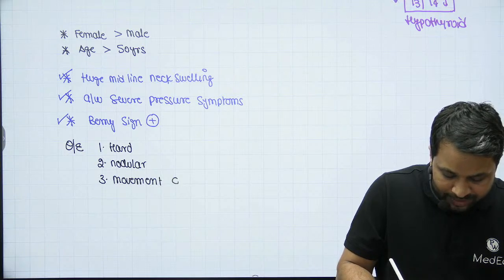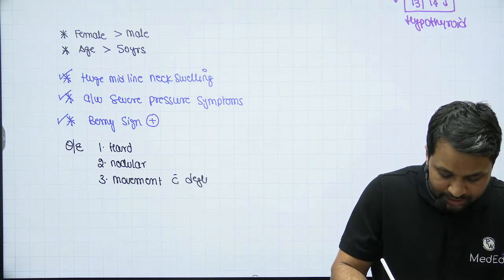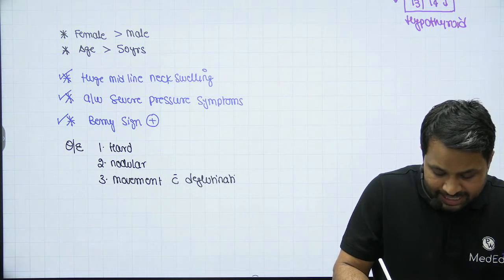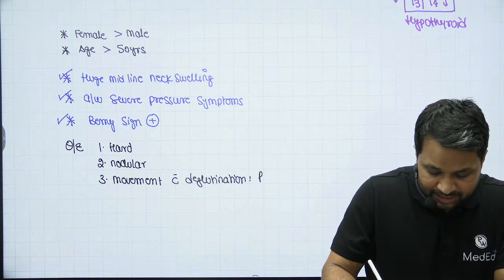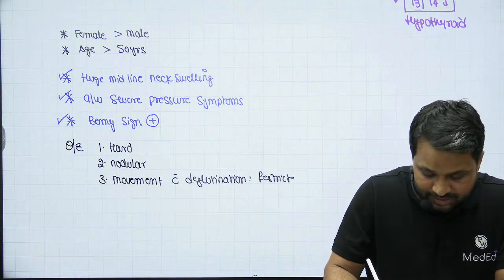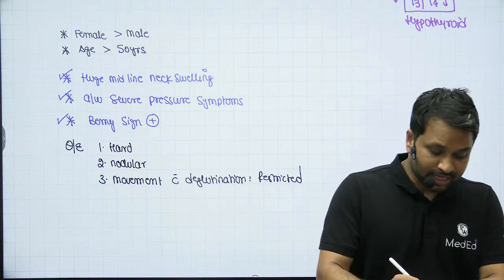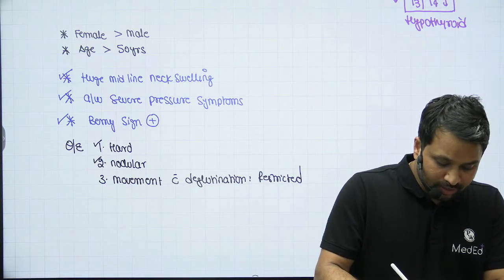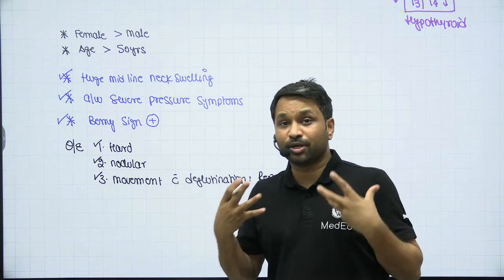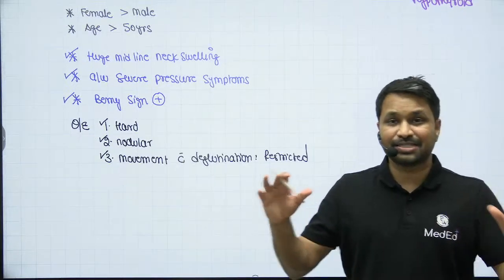The movement with deglutination, I would not say it is absent, but it is definitely restricted. It is definitely restricted because of periglandular fibrosis. So it's a hard nodular movement which is restricted with deglutination because of periglandular fibrosis is noticed in this patient.